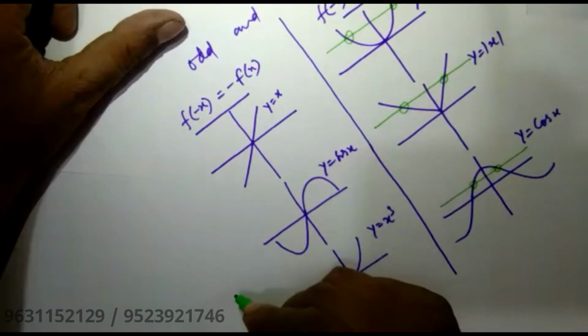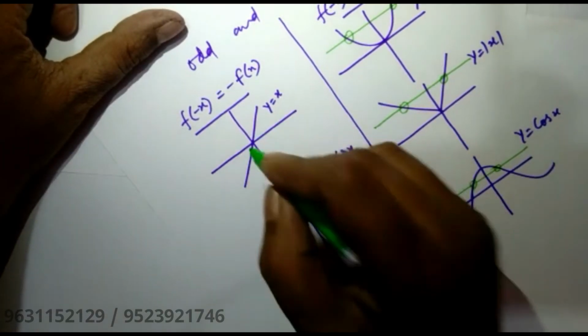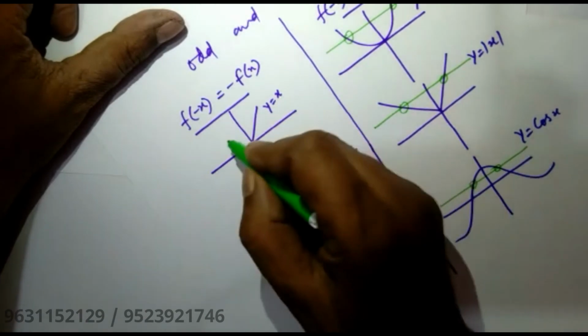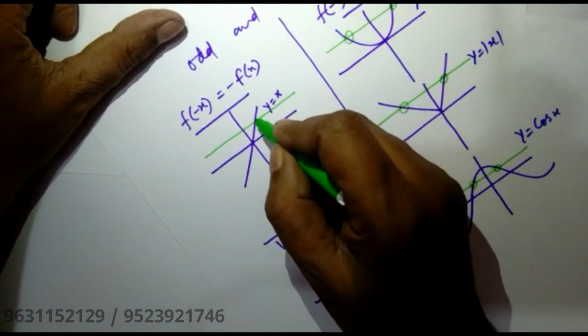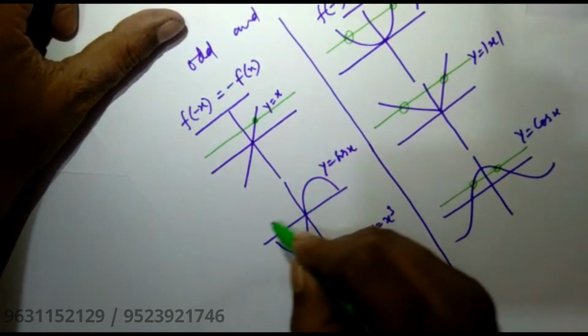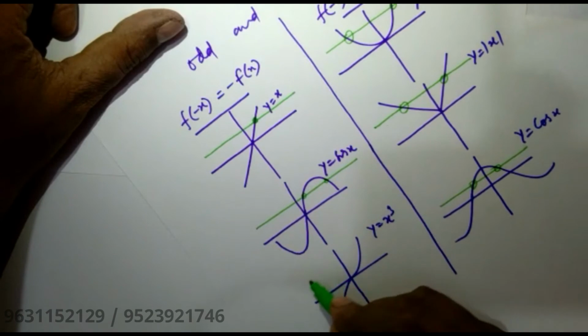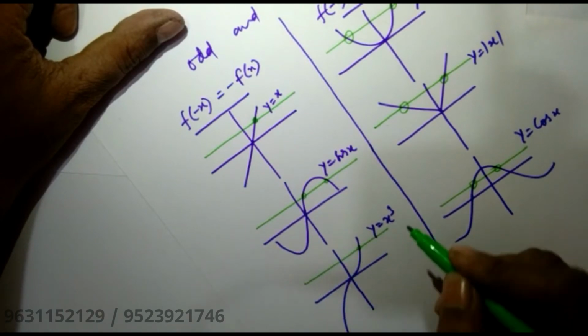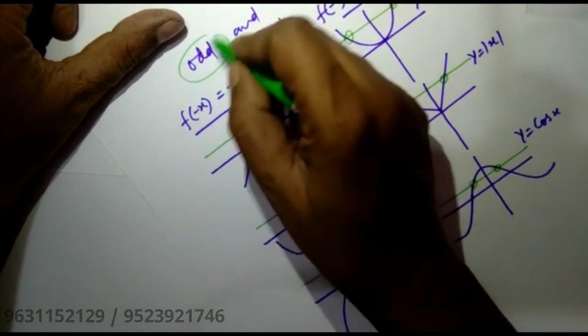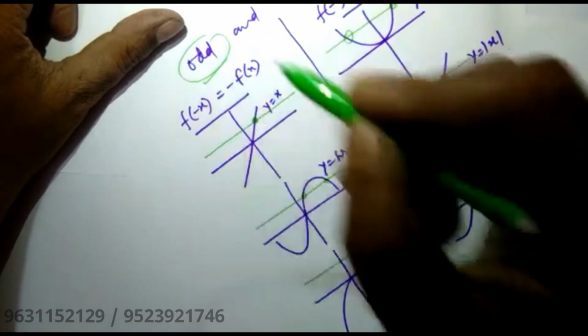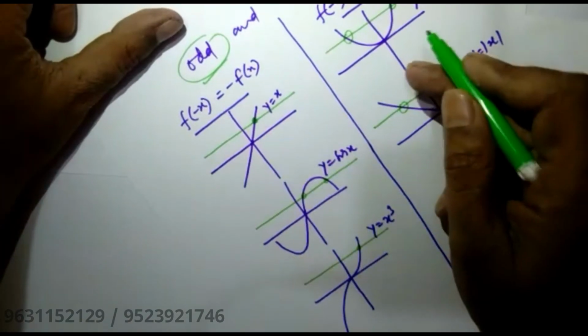But odd function may be one-one or may be many-one. Like this is y equals x. The line parallel to x-axis intersects the graph at 1 point. Here the line parallel to x-axis intersects the graph at 2 points. Here the line parallel to x-axis intersects the graph at 1 point. That means odd function may be one-one, may be many-one, but even function is always many-one function.